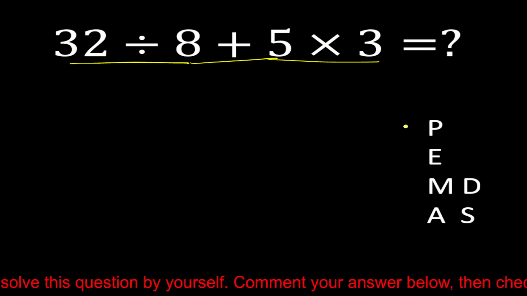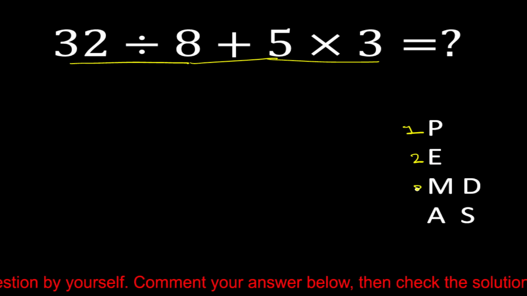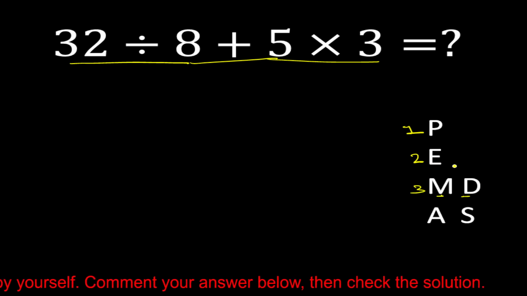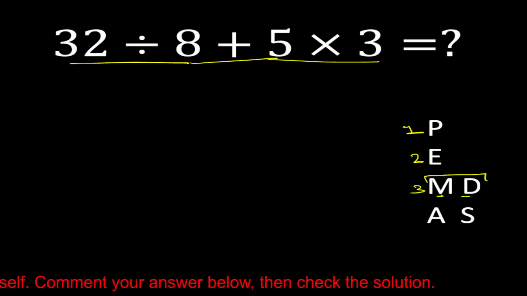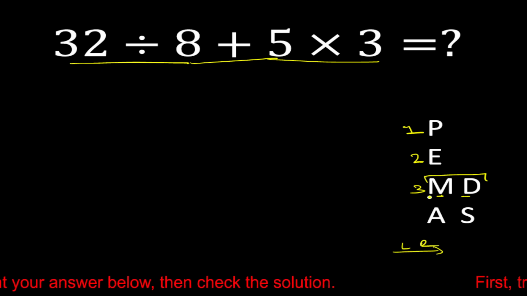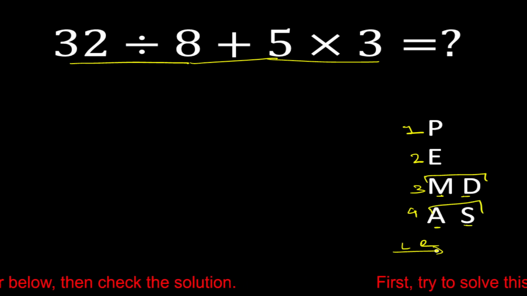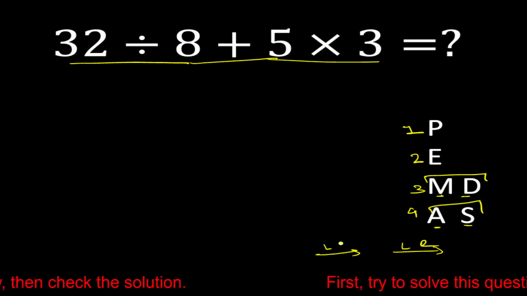According to the PEMDAS rule, the first priority is parentheses, the second priority is exponents, and the third priority is multiplication and division. Here multiplication and division both have equal priority, so we have to solve them from left to right. Then the fourth and last priority is addition and subtraction, and both also have equal priority, so we have to solve them from left to right.